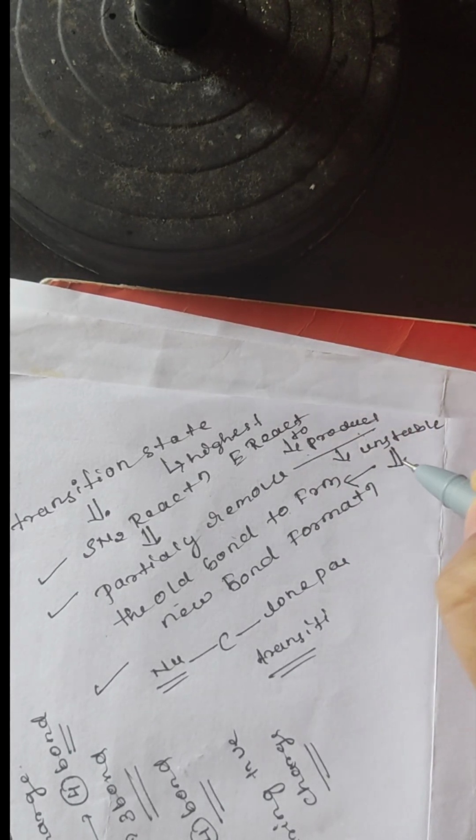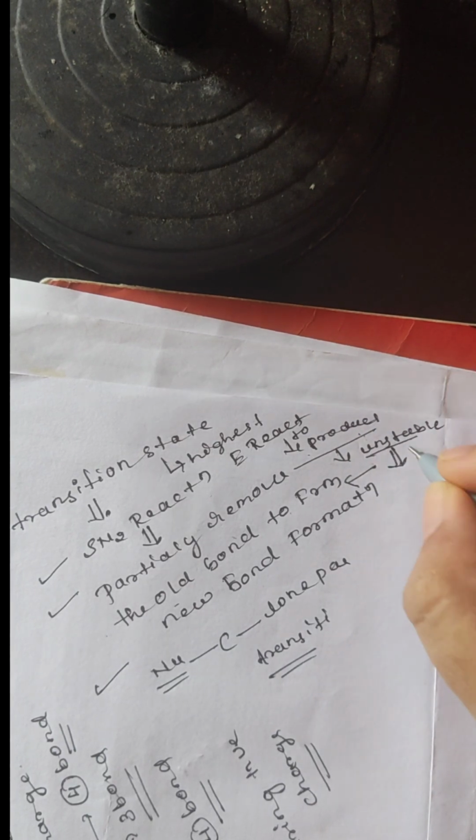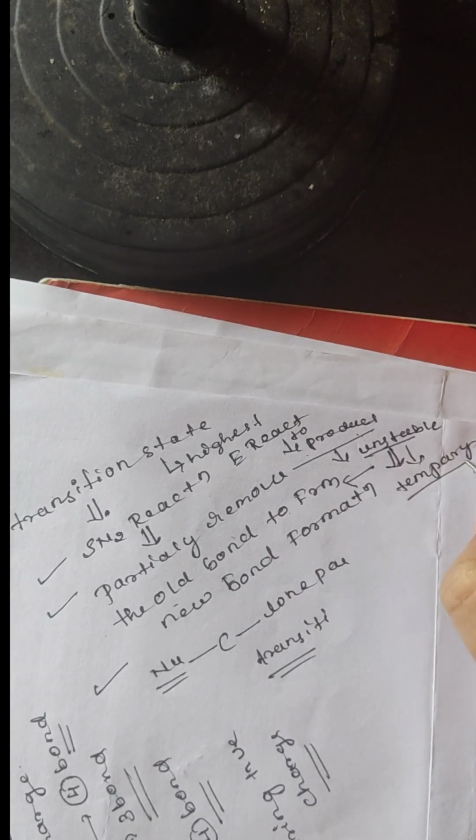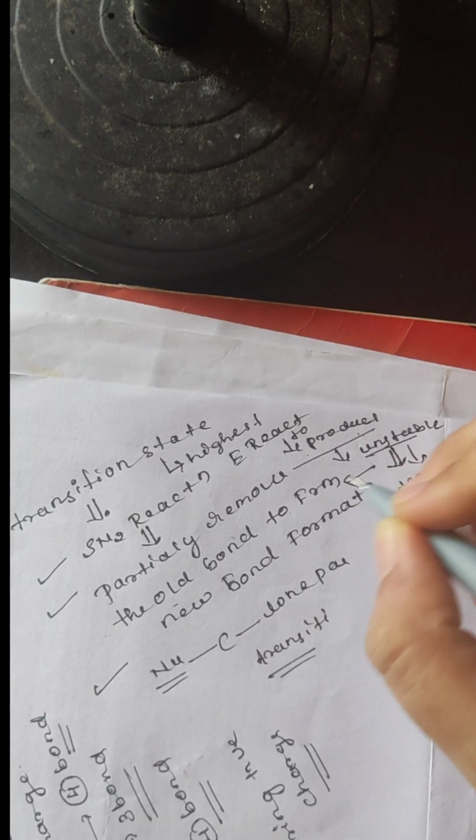Okay, after the reaction we look at the product side. We lose the leaving group. The transition state is an unstable condition.